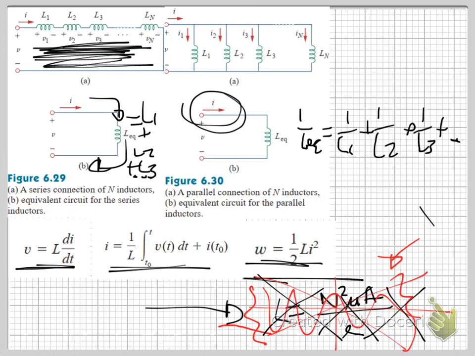So yeah, that's it. Series inductors treat like series resistors. Parallel inductors treat like parallel resistors. Nothing new, nothing old. And yeah, we will do problems in the next video. And yeah, that's pretty much it.